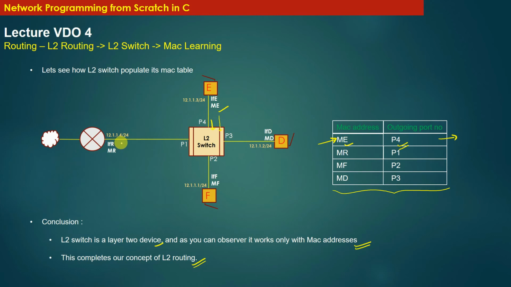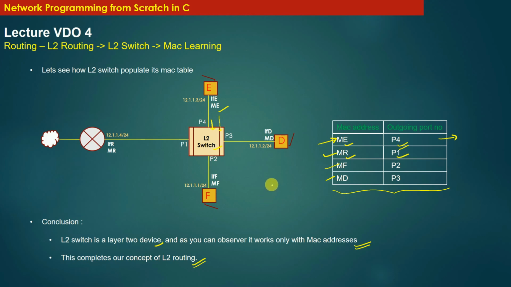Similarly, had the router sent any kind of packet, and that packet happens to pass through the L2 switch, the L2 switch must have read the source MAC address specified in the Ethernet header and must have made an entry that the MAC address MR is sitting behind the port P1. And likewise, the entries MF and MD are also made by the L2 switch. So this process is called MAC learning. MAC learning is done whenever the L2 switch receives any kind of packet which has an Ethernet header attached to it.